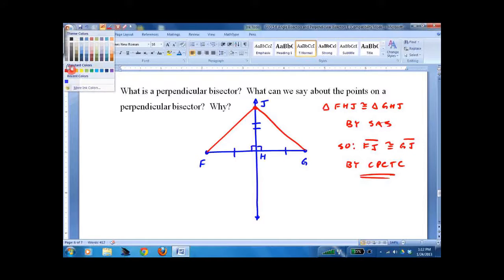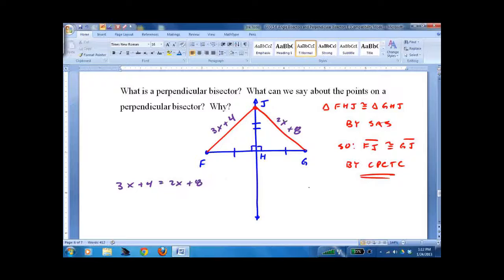Here's a problem. If this is 3x plus 4, this is 2x plus 8, we just set them equal. Because we know we have two congruent triangles. I don't need to know all this. It's not a bad thing to know, but what I really want to know is that I have two congruent triangles and I can match up the pieces. So we do a little algebra. X equals 4.